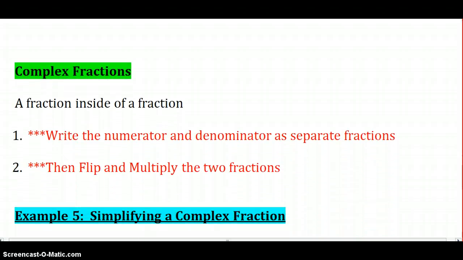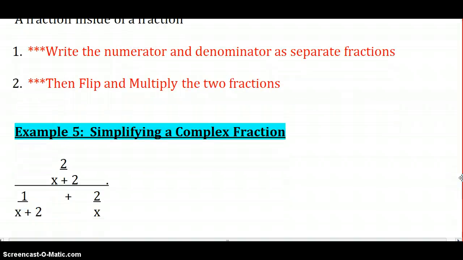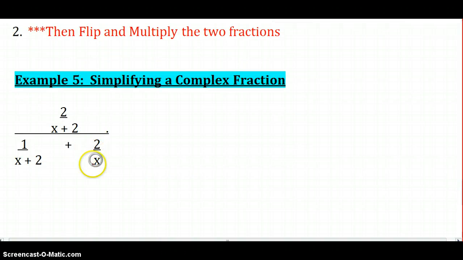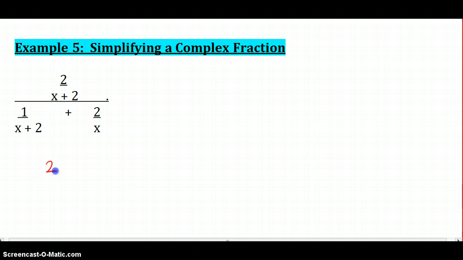Now let's look at something that's a little bit more complex, when you have a fraction inside of a fraction. Your first step is to write the numerator and denominator as separate fractions, then flip and multiply the 2 fractions. So here's an example. We have a fraction within another fraction. So your first step, like it just said, is your entire numerator and entire denominator are separate fractions, and you're going to flip and multiply. So we have the top. We're going to multiply and flip this whole bottom so that we're actually dividing.